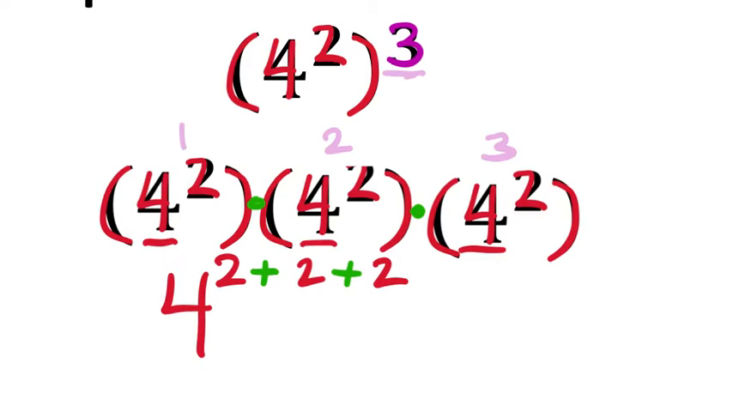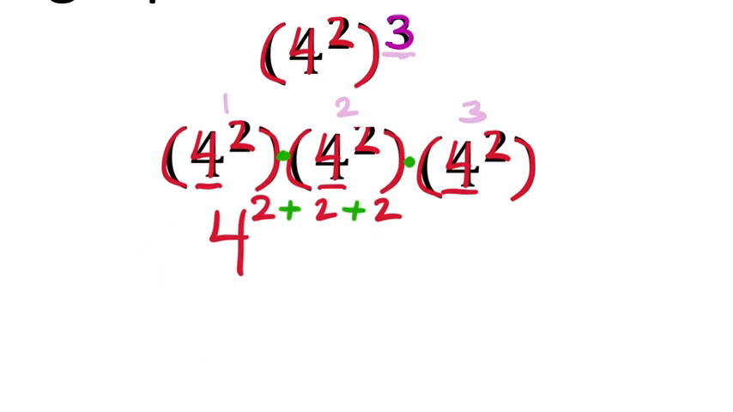So in the end here, we end up with the same base 4. But I know 2 plus 2 plus 2 is 6. So you end up with 4 to the power of 6. Now, if we go back up here at the top, 2 and 3, right? What would we do with 2 and 3 to get the 6 right there? And I think some of you know. And it kind of explains itself down here anyways.